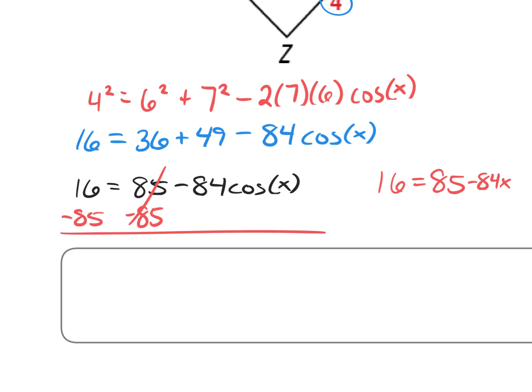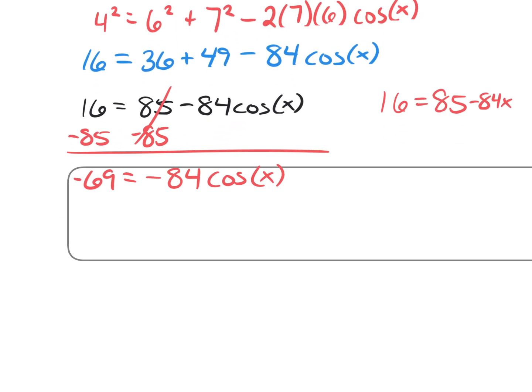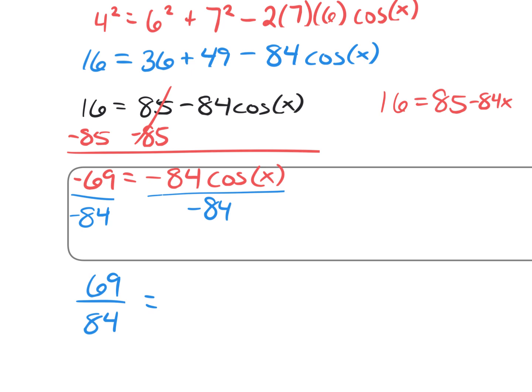We have 16 minus 85, and you get negative 69 equals, what's left over there? Negative 84 cosine x. Now, what do I do here? Divide by negative 84. Yep. Now, you do not need to reduce that. You can keep that normal. Okay, so I get 69 over 84 because two negatives make a positive, equals cosine of x. Yep. We're super close. What's the last step to get x by itself here?